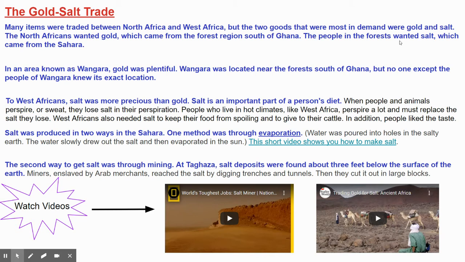The second way to get salt was through mining. At Tagaza, salt deposits were found about 3 feet below the surface of the earth. Miners enslaved by Arab merchants reached the salt by digging trenches and tunnels. Then they cut out the blocks.